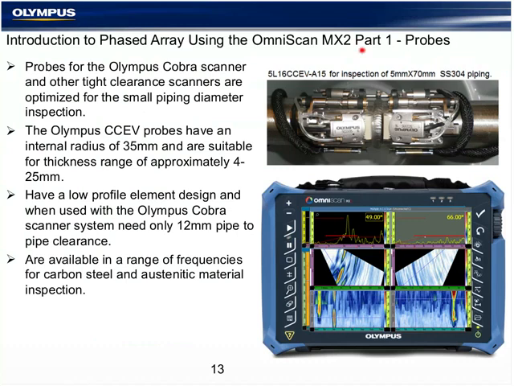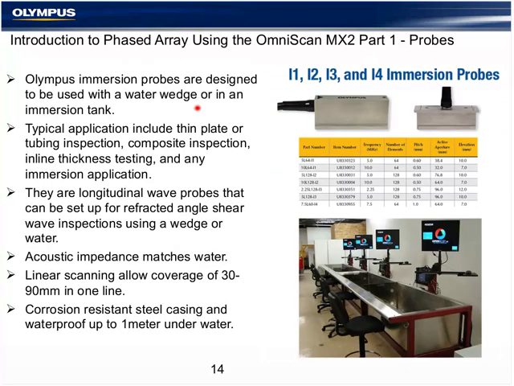Probes for small diameter tubing have a very small pitch of 0.25 or 0.3 millimeters. In this example, we'll see a small stainless steel piping tube with 2 radius curved probes that are designed for a very small clearance, up to 12 millimeter clearance. They fit on a small scanner, and they're optimized to get as close to the weld as possible with as small a footprint as possible. Again, specialized probes designed to be used in a specialized application, in this case, small diameter tubing.